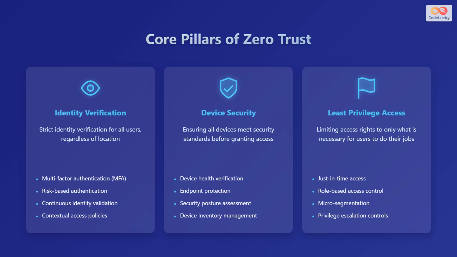Device security ensures that all devices meet security standards before granting access. This involves device health verification, endpoint protection, security posture assessment, and device inventory management. Least privilege access limits access rights to only what is necessary for users to perform their jobs. This includes just-in-time access, role-based access control, microsegmentation, and privilege escalation controls.